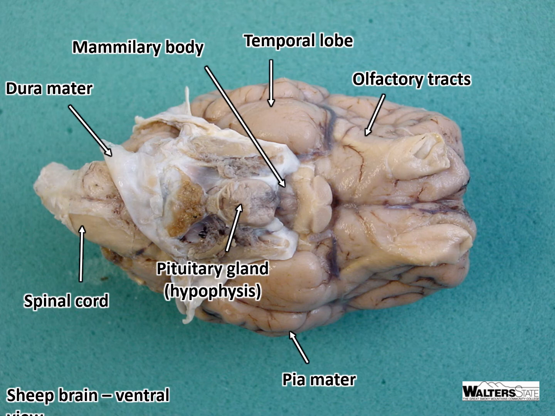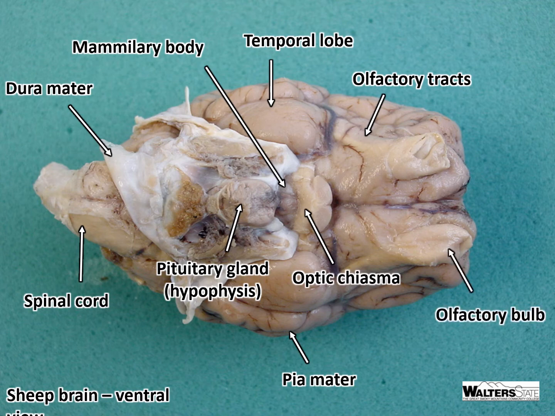The pia mater, which is a very thin layer, the innermost of the meninges, is kind of hard to distinguish on the sheep brain unless you're right there, maybe with a pair of tweezers. This is the optic chiasma. It's where the two optic nerves cross. And this is the olfactory bulb.